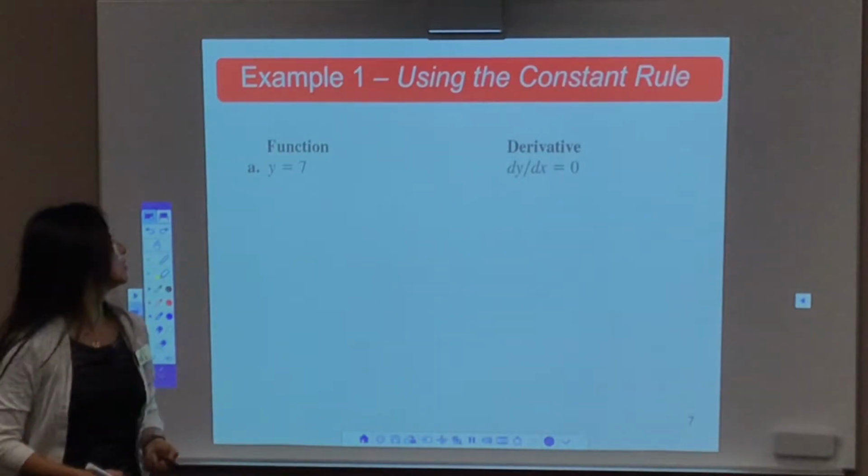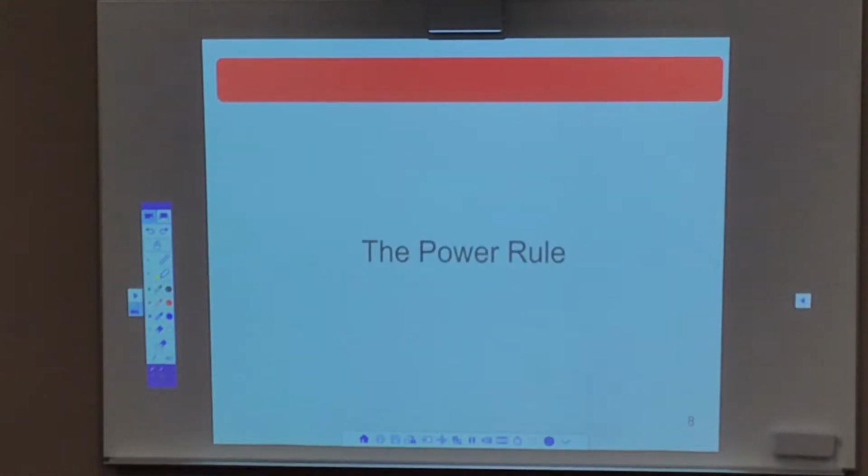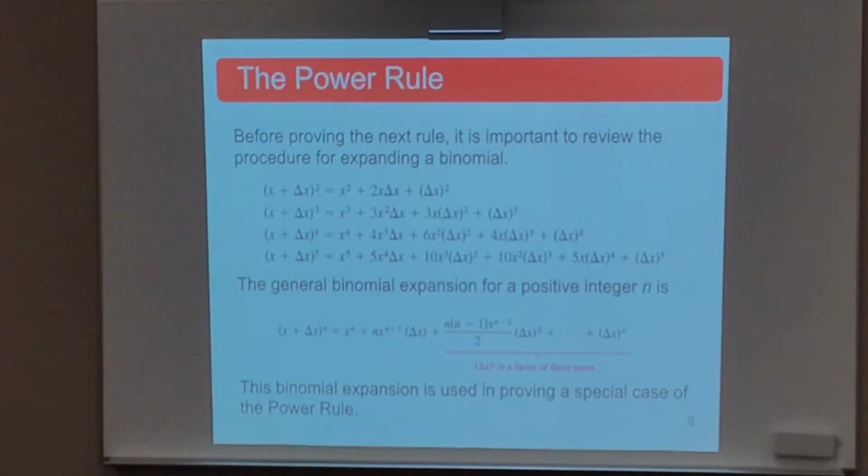Next one. Well, we got that one already. They gave you more examples. Every one of them is what? 0. Power rule. Power rule.